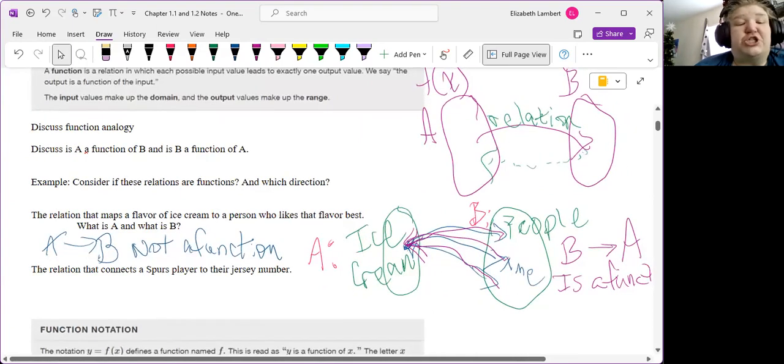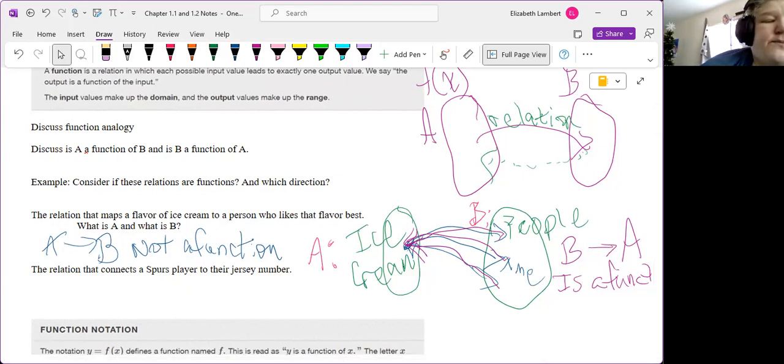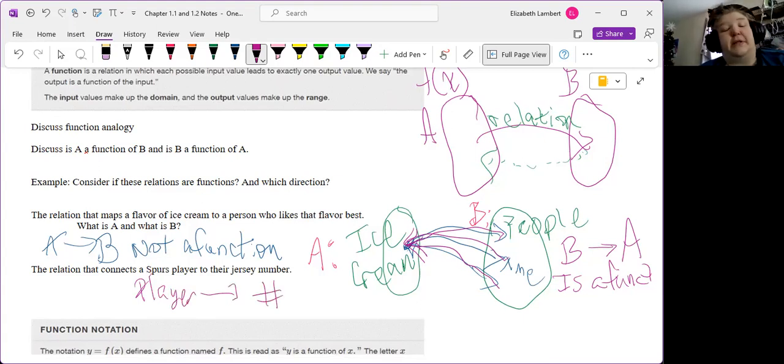We could also have a relation that connects a Spurs player to their jersey number. So player to number. I'm old school. That is a number sign, not a hashtag. Yeah, I'm that kind of old. Hopefully you guys giggle.